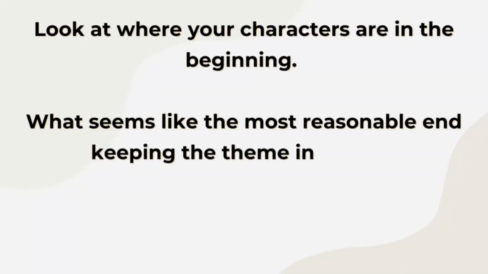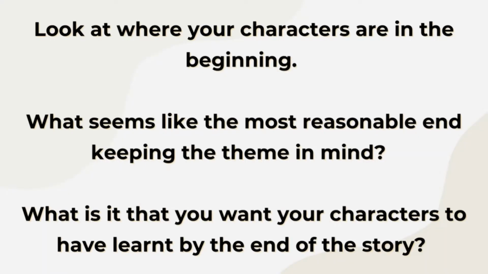One trick I use is the A to B formula. Look at where your characters are when the story begins. In the beginning stage, where are your characters? What seems like the most reasonable end, keeping the theme in mind? What is it that you would want your characters to have learned by the end of the story? If they have learned this lesson, how does that reflect in the ending? If they have not learned this lesson, then how does that reflect in the ending? Keeping these questions in mind, pick out those 3 possible endings.